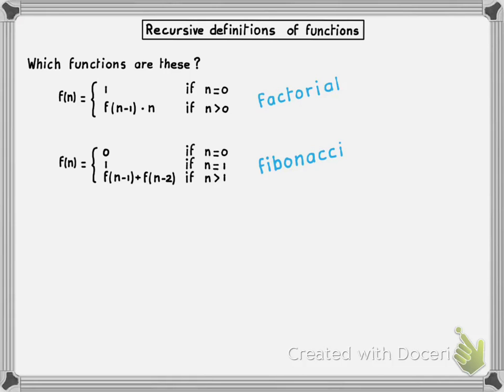Now finally, let me give you a third recursive definition. This time it's a function of two arguments, m and n. And the recursion happens only on n. So if n is equal to 0, then the function returns 1. If n is positive, then the function returns f of m, comma, n minus 1 times m. So I will let you think about this function, and you should be able to figure out what it computes.